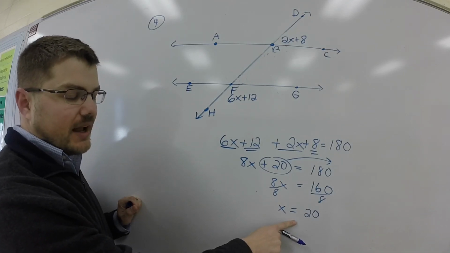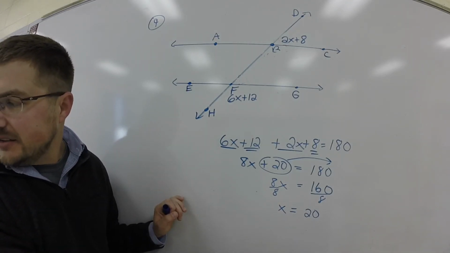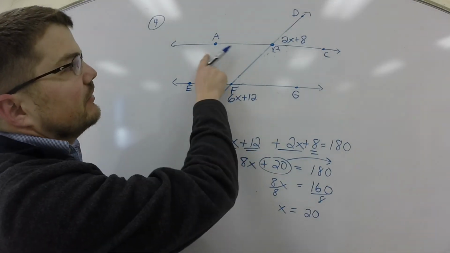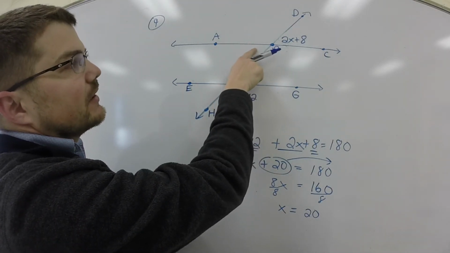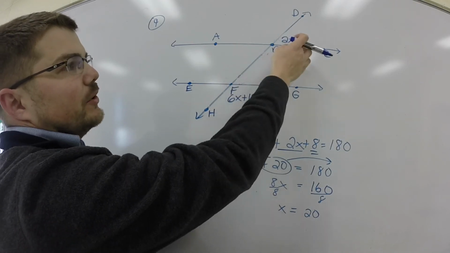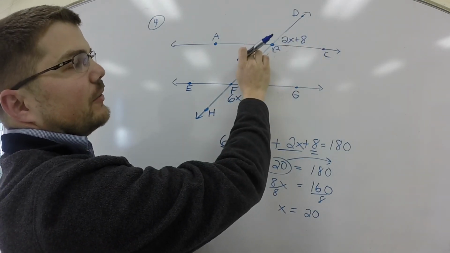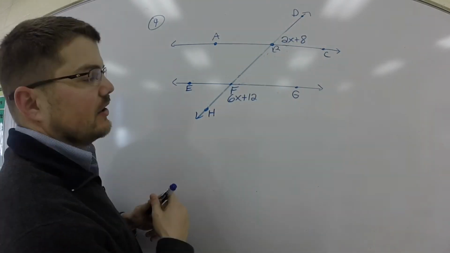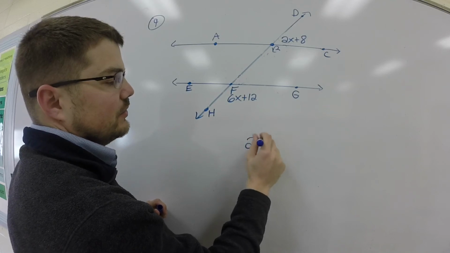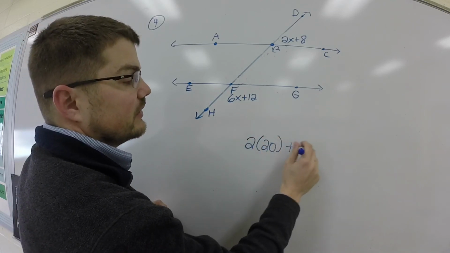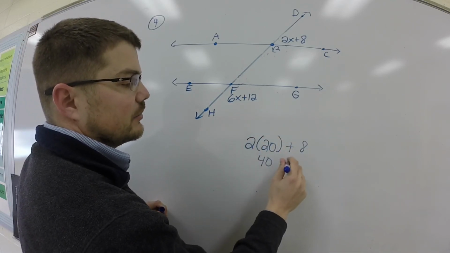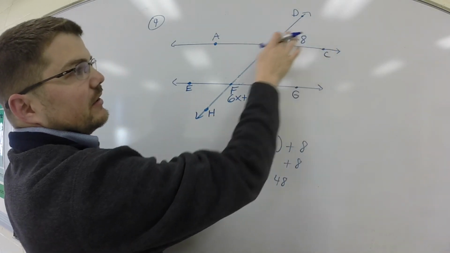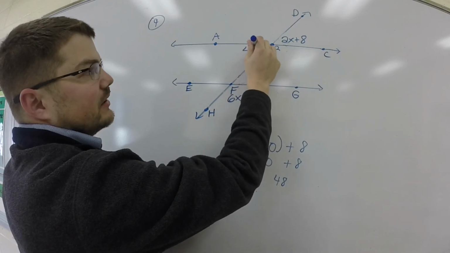What is the question asking for? It's asking for the measure of angle ABF. Angle ABF. So this angle. Well, if I know what this acute angle is, it's vertical with that one, so it'll be the same. So let's plug in our x value here and see what we get. Okay, so plugging in our x value here, 2 times 20 plus 8 gives me 40, plus 8 gives me 48. So this is 48 degrees. This one also is 48 degrees.